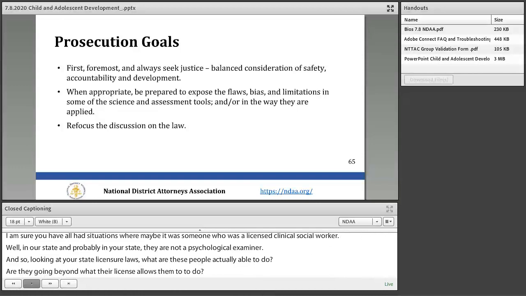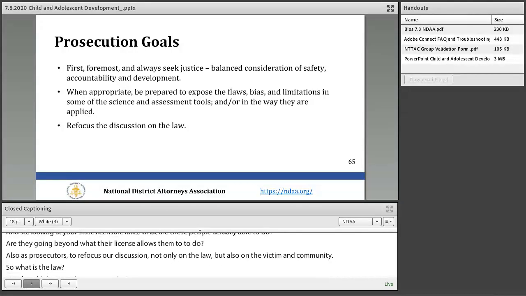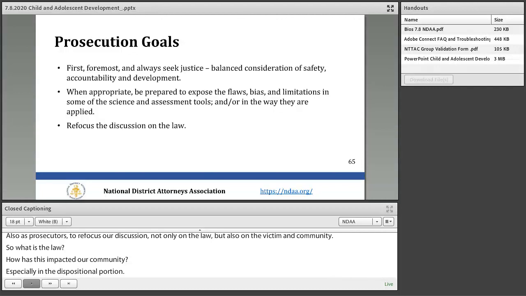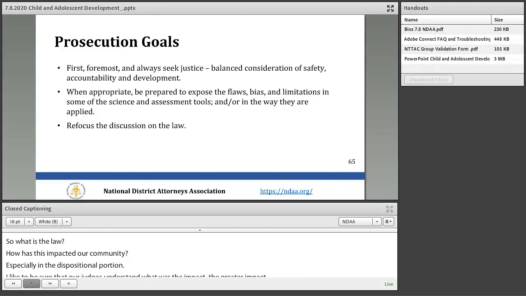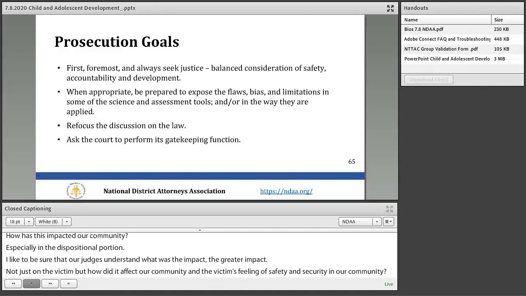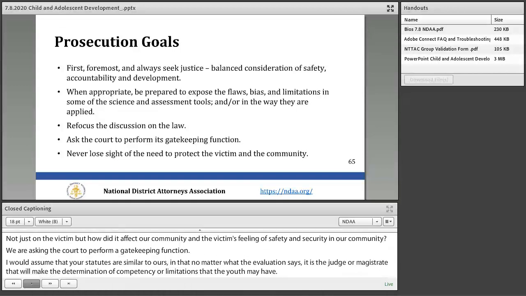Also, as prosecutors, to refocus our discussion not only on the law, but also on the victim and the community. So what is the law? How has this impacted our community? Especially in the dispositional portion, I like to be sure that our judges understand what was the impact, the greater impact, not just one victim, but how did this affect our community, and how did this affect that victim's feeling of safety and security in our community? So we're asking the court to perform its gatekeeping function. I would assume that your statutes are similar to ours in that no matter what the evaluation says, it is our judge or magistrate who's actually going to make that determination of competency or limitations that the youth may have.